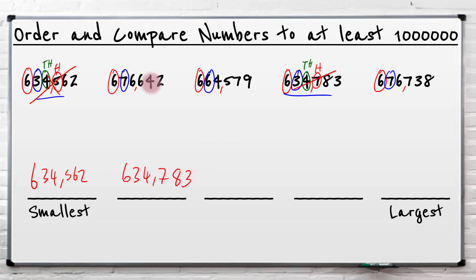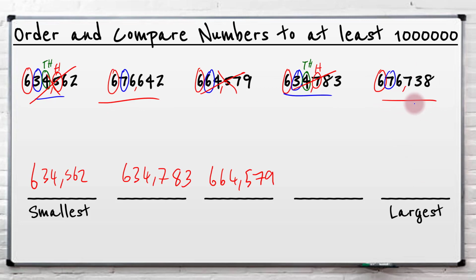634,783. Now we need to see which ones of these are next in line. So we have got, this one had 70,000, 60,000 and 70,000. So this is going to be the next smallest. 664,579. So 2 numbers left. This one and this one.